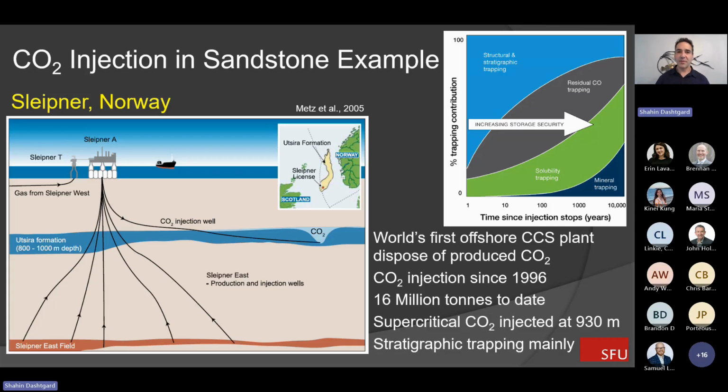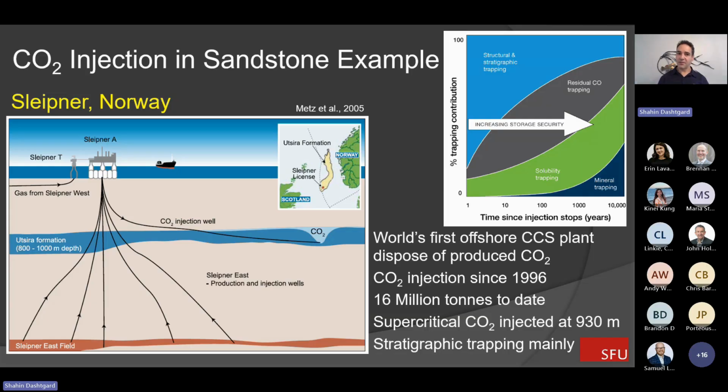And they've been doing this since about 1996. What's really nice about this project is that all of the data they've collected from it has been made publicly available. So it's allowing a lot of people to use that data to understand the long-term impacts of CO2 sequestration. They've sequestered about 16 million tons per year.